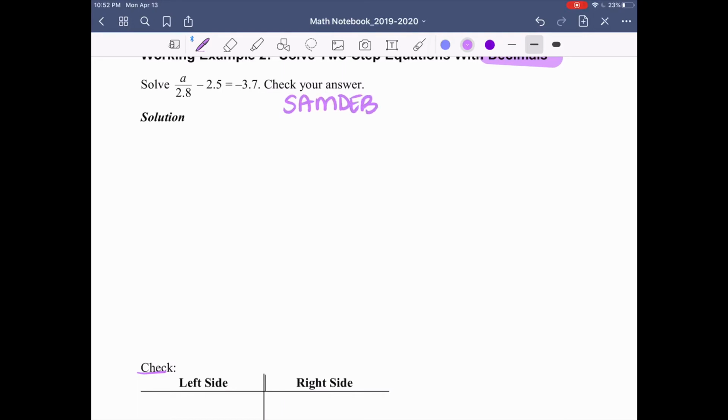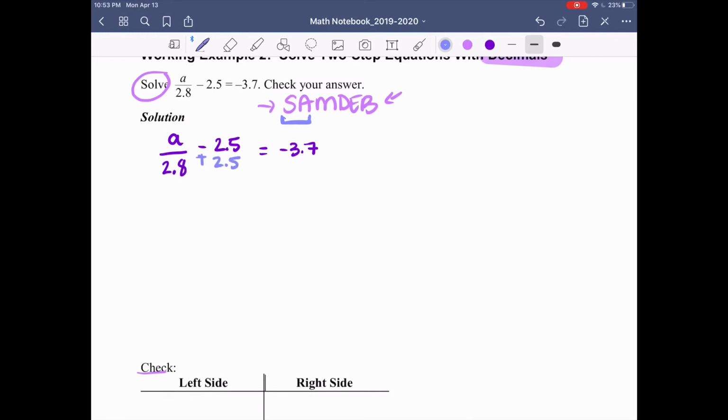Whenever you're trying to solve, that means you're trying to find a variable, you always have to use SAMDEV, which is opposite operations. Okay, so reverse the operations, and that will isolate the variable for you. So we have here that a divided by 2.8 minus 2.5 equals negative 3.7. So we are going to use SAMDEV to do opposite operations. So the first thing is to find any subtraction or addition. So here we are subtracting, we're minusing 2.5. And so the opposite operation of that is to add 2.5.